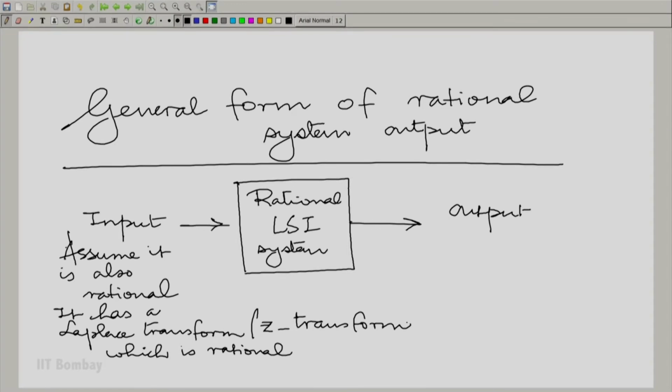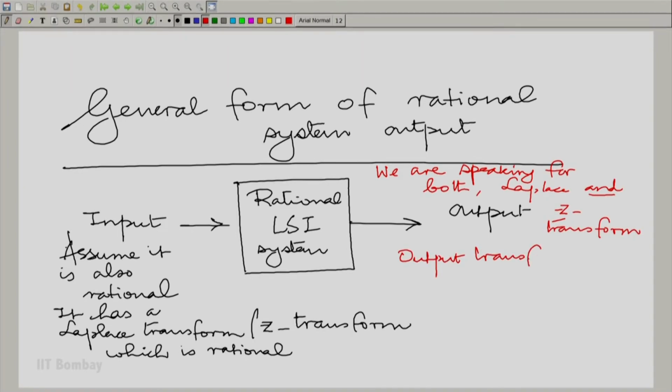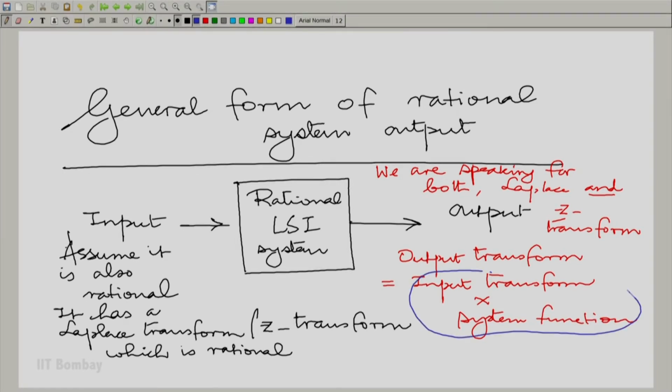What I am saying now is true for the Laplace transform and the Z transform. So, let me emphasize that. Output transform is equal to input transform multiplied by system function, whether it is the Laplace transform or Z transform. Both of these are rational, hence this is also rational. So, what is the situation now? You have a rational input, a rational system function and a rational output, and we can invert the output in the respective transform domain, whether Laplace transform or Z transform. The essential principles of inversion are the same.